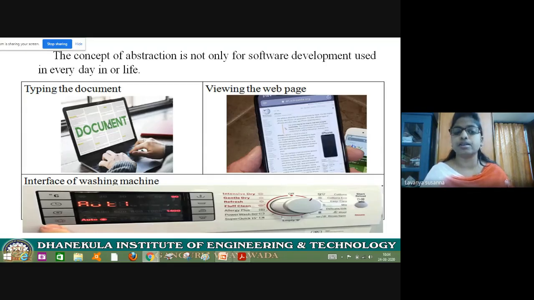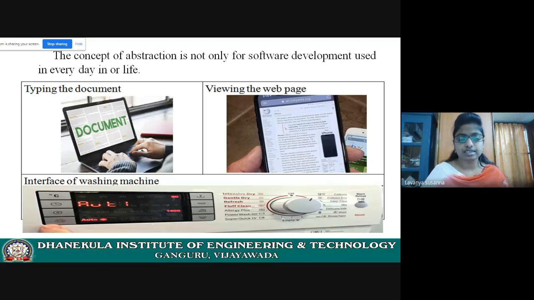Next, viewing a web page. When you are viewing a web page, you can see only some information, data, some images, and some hyperlinks. You cannot see how the binary data is transferred over the internet and how the data is processed by the web browser. You can see only necessary details. You cannot see all the implementation part. This is called abstraction, which simplifies the system.